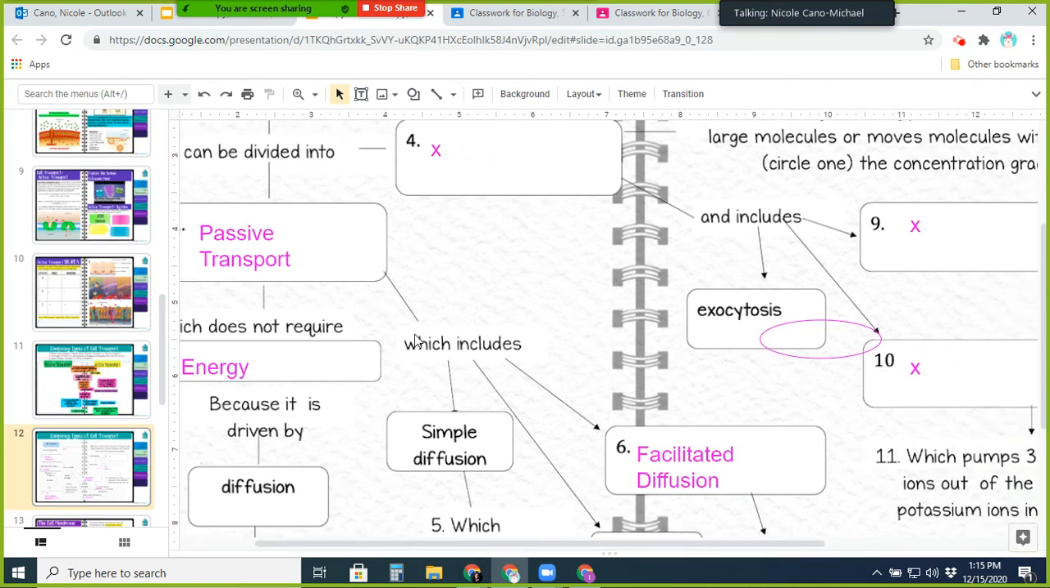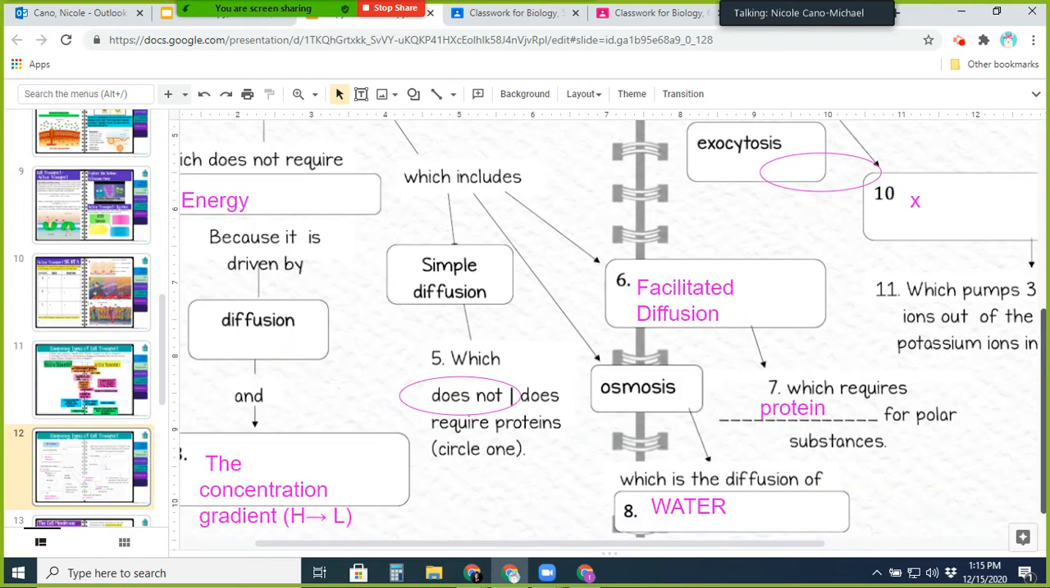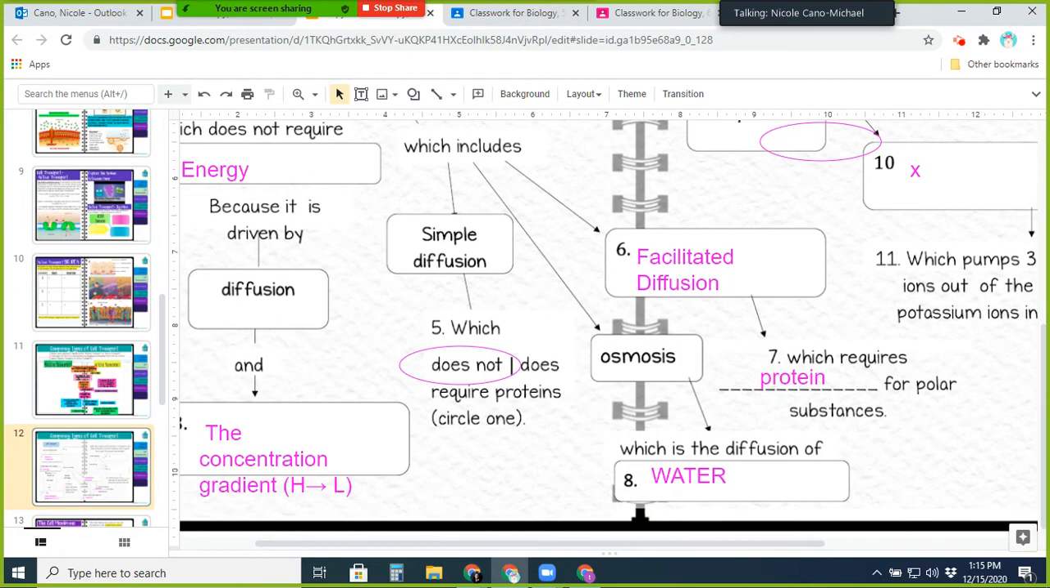So passive transport includes simple diffusion. Simple diffusion is when you have stuff literally just moving across the cell membrane and it does not require anything. It just moves right across the cell membrane. We have facilitated diffusion, which is when we require a protein to help move those substances. Specifically, we use facilitated diffusion when polar molecules or substances need to get in. They're very hard to move across the cell membrane.